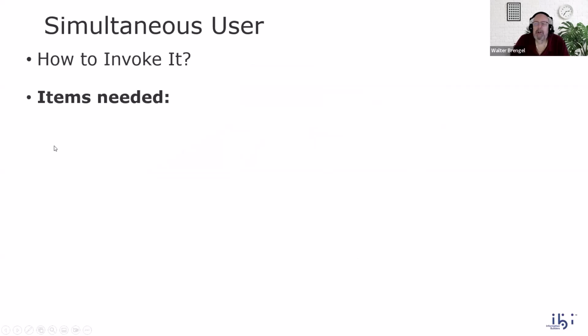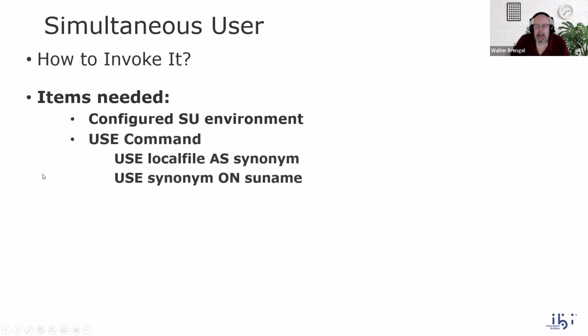So how do you use the subsystem? I'm sorry, the simultaneous user. Just like the subsystem can be started as a started task, so can the SU. So you need a configured SU environment. You need to issue a use command inside of your procedure, and you can say use local file as synonym. So without even going through an SU, I can say use car as car1 or use car1 as car.